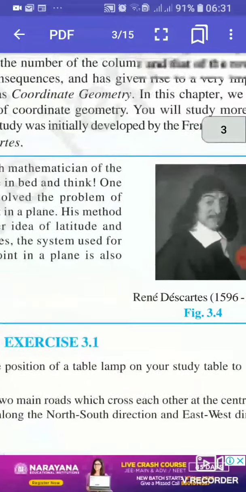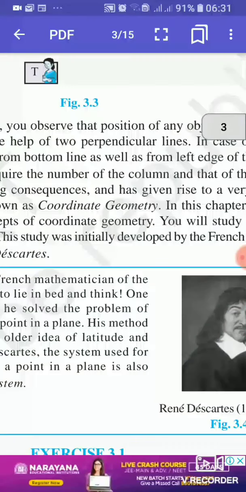So my dear students, thank you very much. I hope you understand this intro of coordinate geometry.